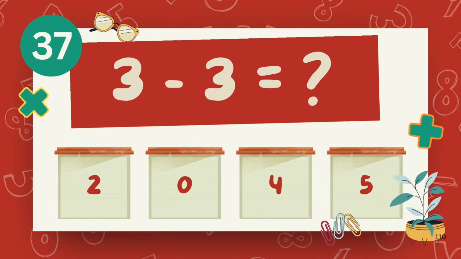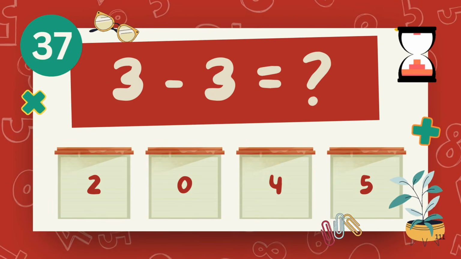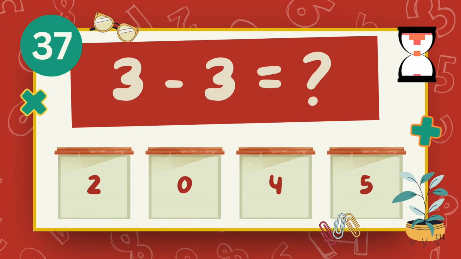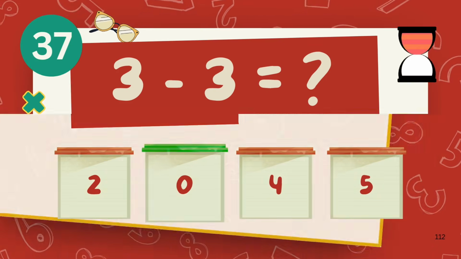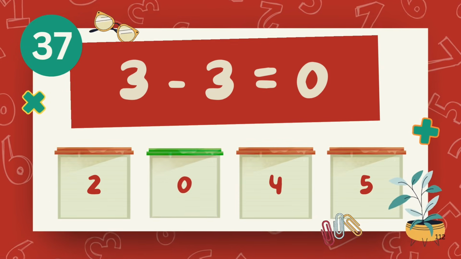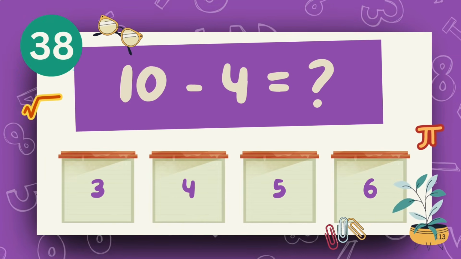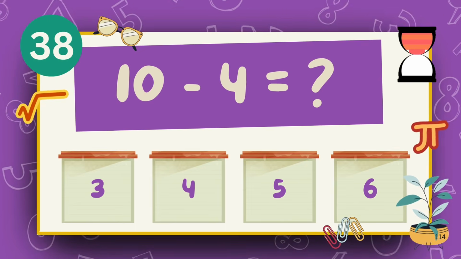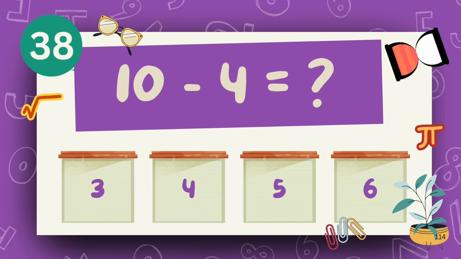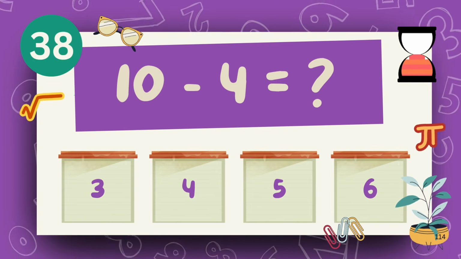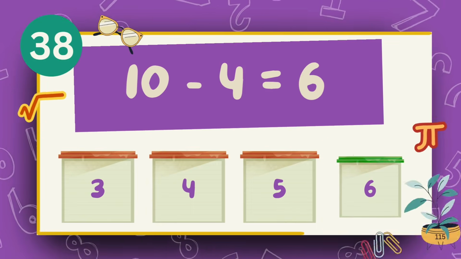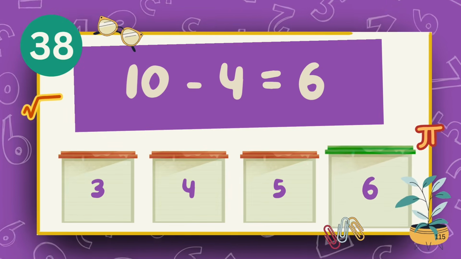What is 3 minus 3? The answer is 0. What is 10 minus 4? The answer is 6.